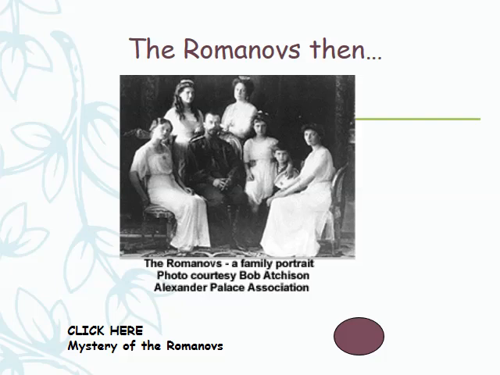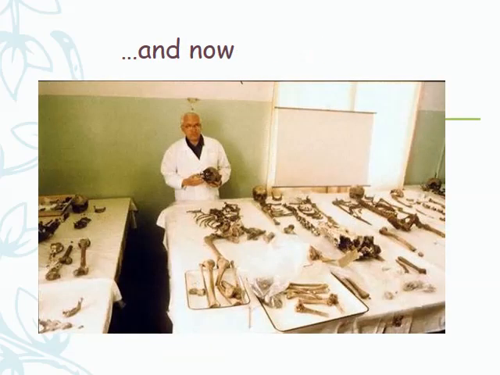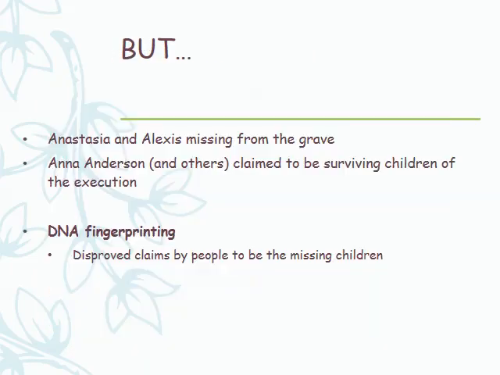However, there were 2 bodies that were missing. This slide shows the remains of these bodies that were found. The 2 smallest children, Anastasia and Alexis, were missing from the grave. There are many individuals that claim to be the surviving children of the Russian Tsar. 2 additional bodies were found, and DNA fingerprinting disproved these individuals.